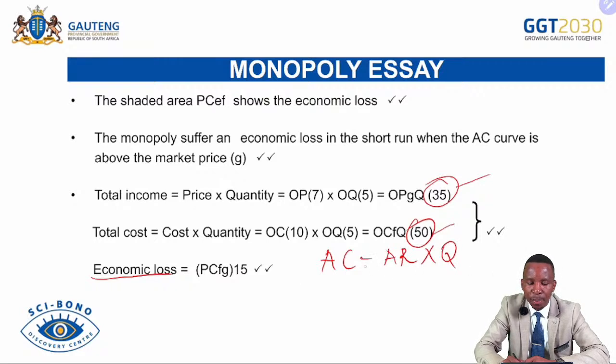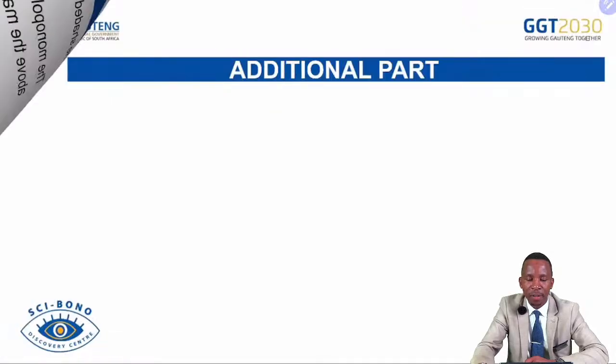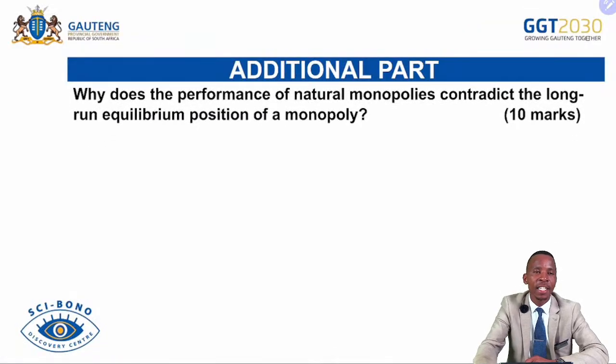And then we substitute, and we get 15 as the economic loss. It will be negative. So remember, if it's an economic loss, the amount will be negative. But if it's an economic profit, the amount will be positive. And then the additional part.